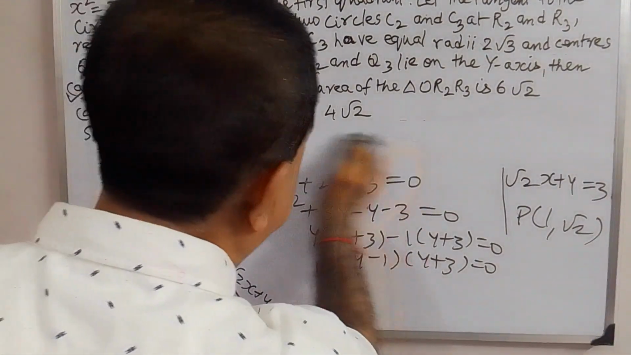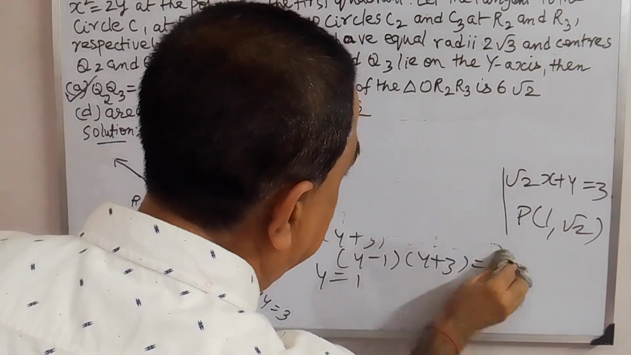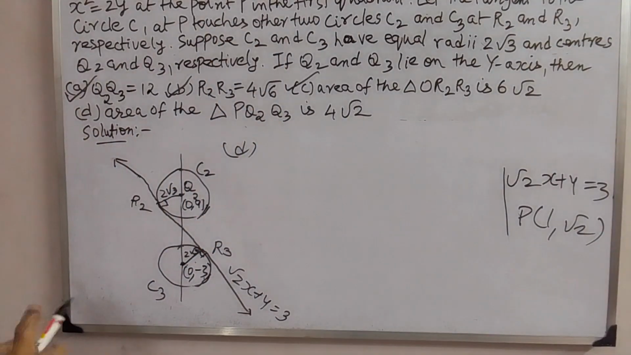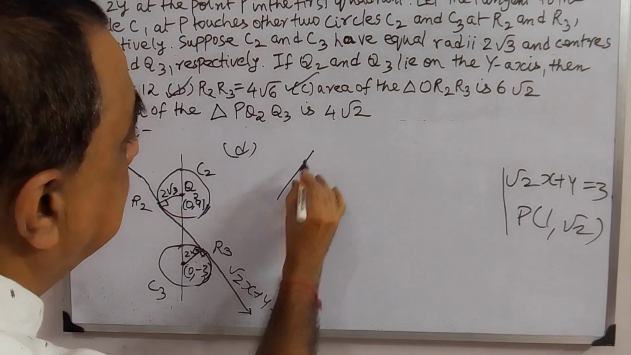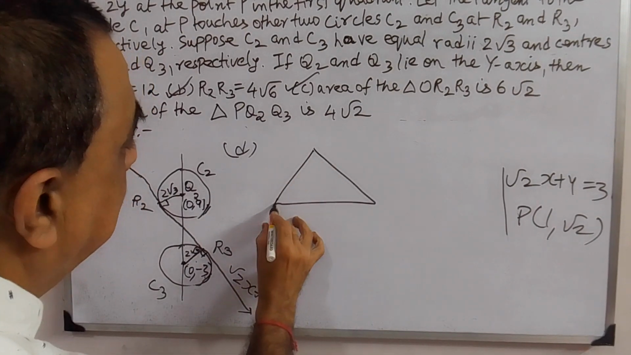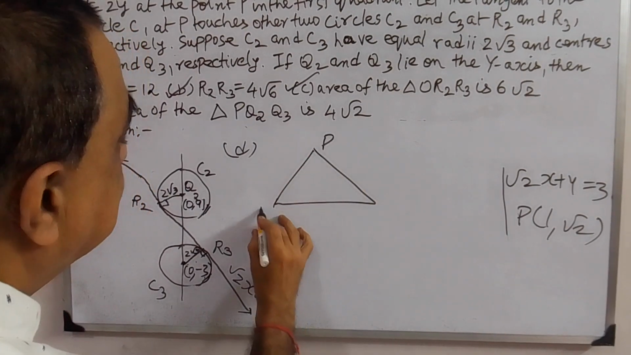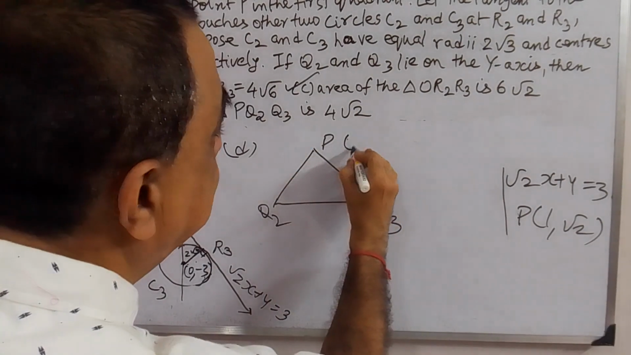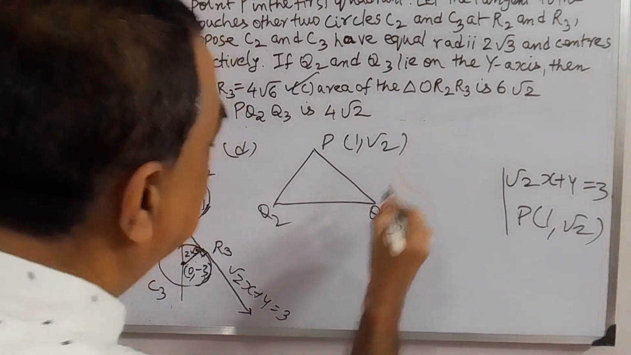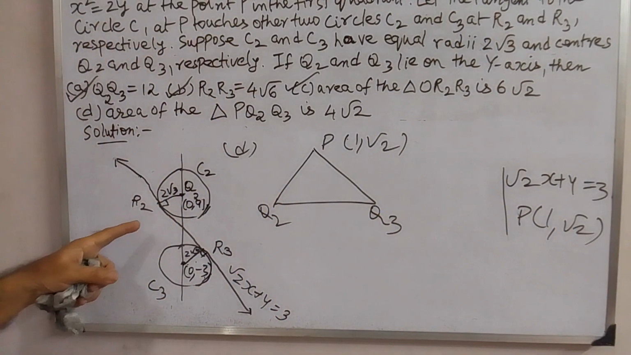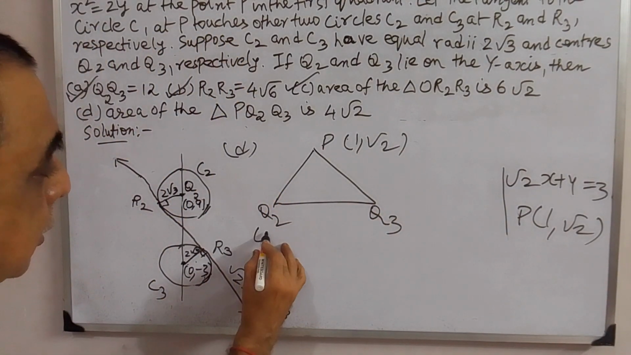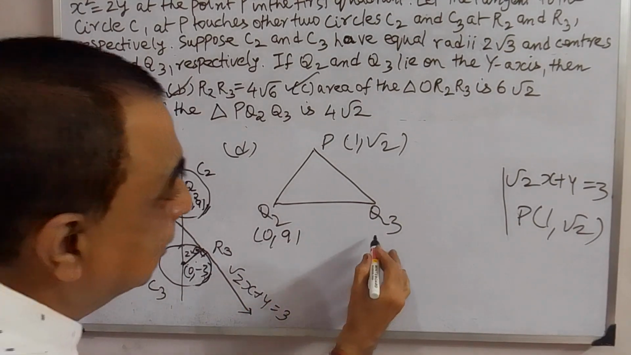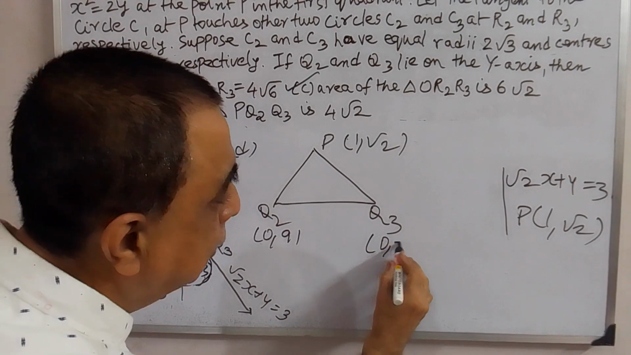So that point is required for finding the area. Now you will find the area of the triangle PQ2Q3. The P coordinate is (root 2, 1), and the Q2 coordinate we have got is (0, 9), and Q3 is (0, minus 3).